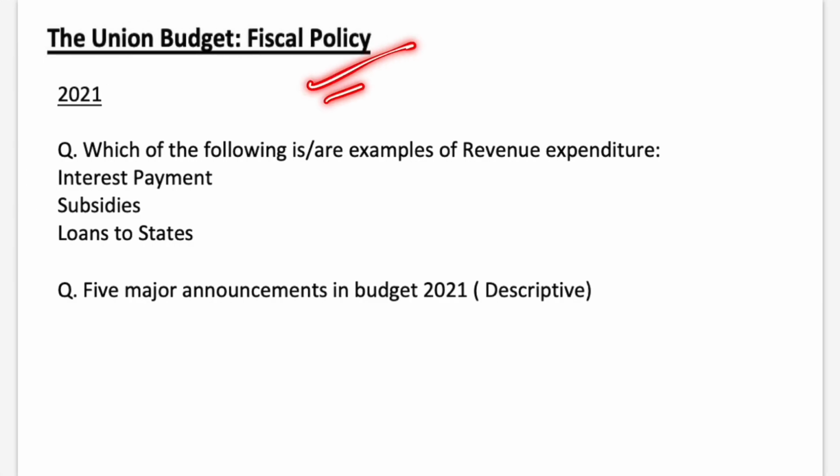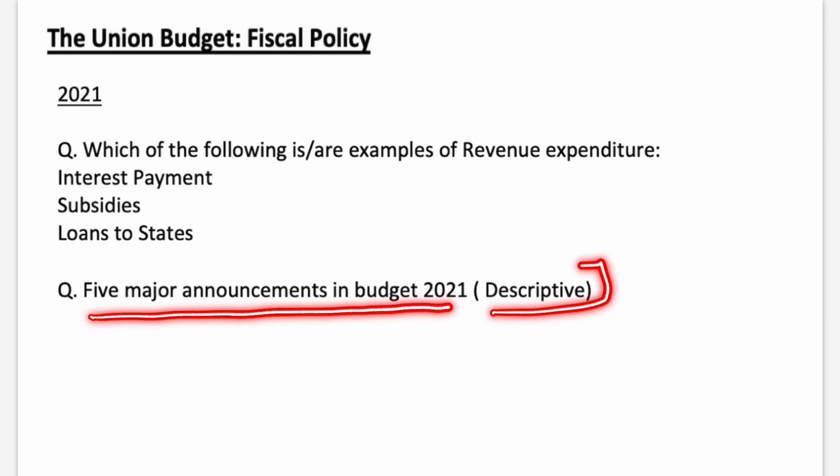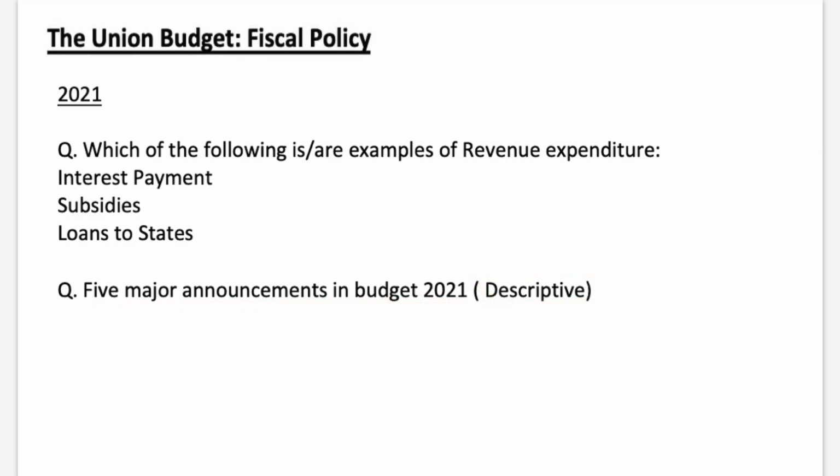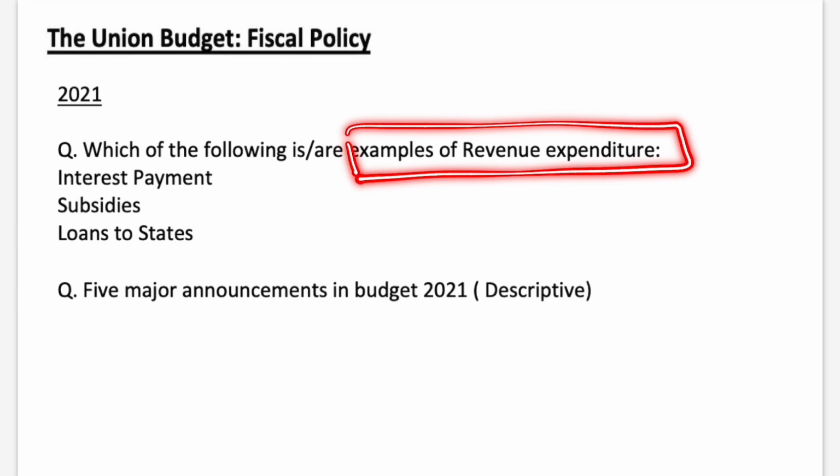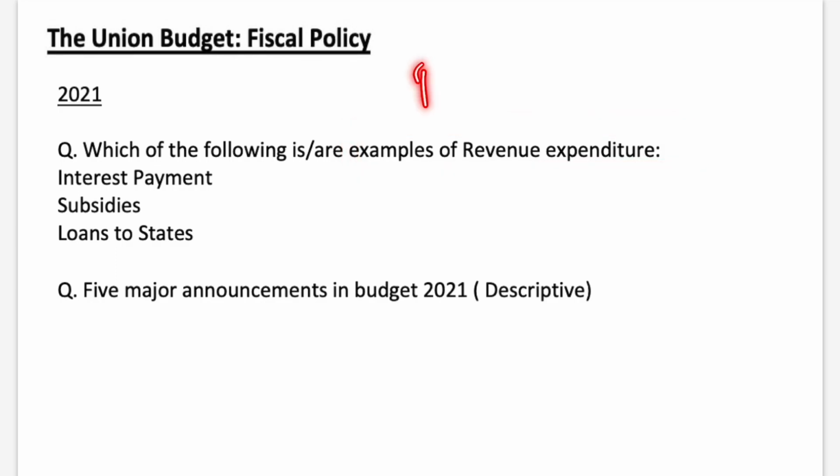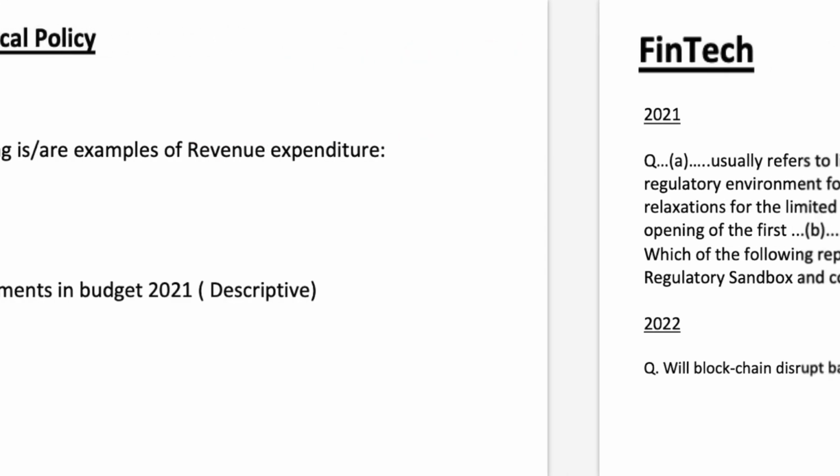For the union budget in 2021, there were two questions. There was asked like five major announcements in budget, a descriptive question. And in the exam, it was asked like what are the examples of the revenue expenditure. So if you would have gone through the budget static portion, आप आराम से इसको कर सकते हैं. बहुत easy questions आए थे दोनों ही.